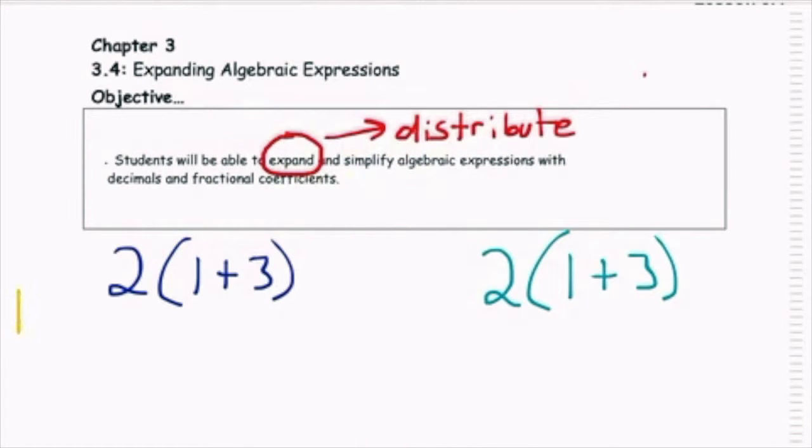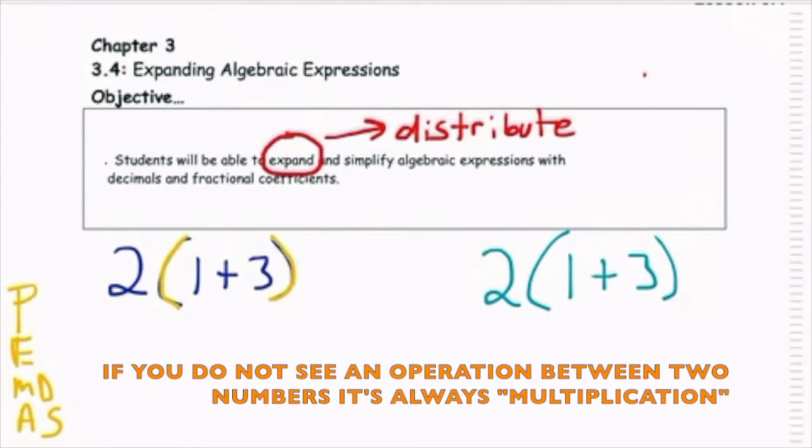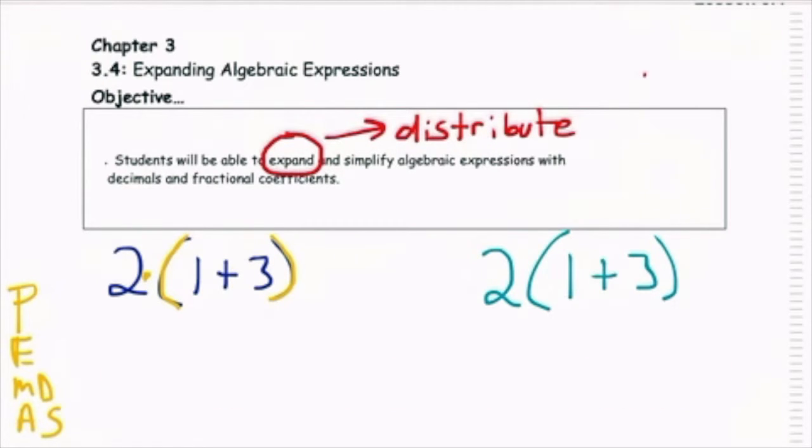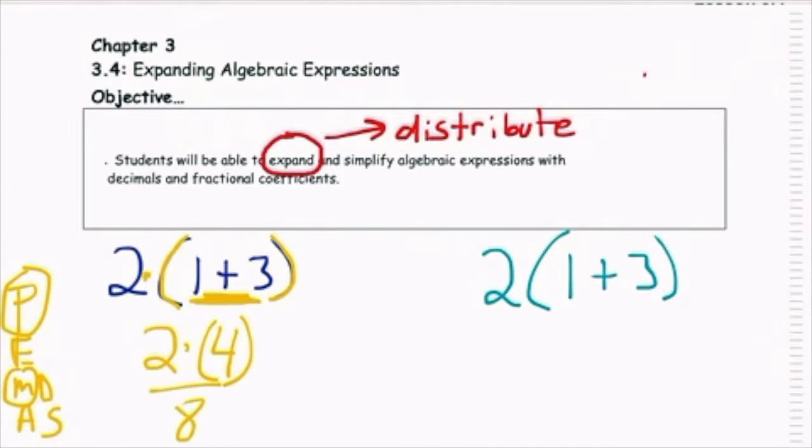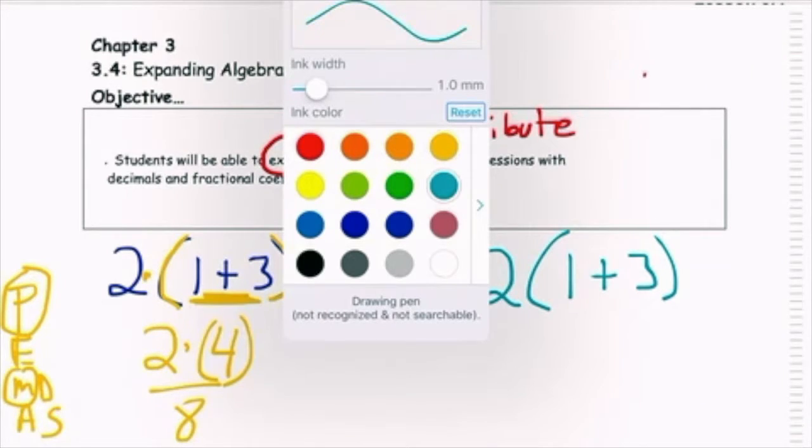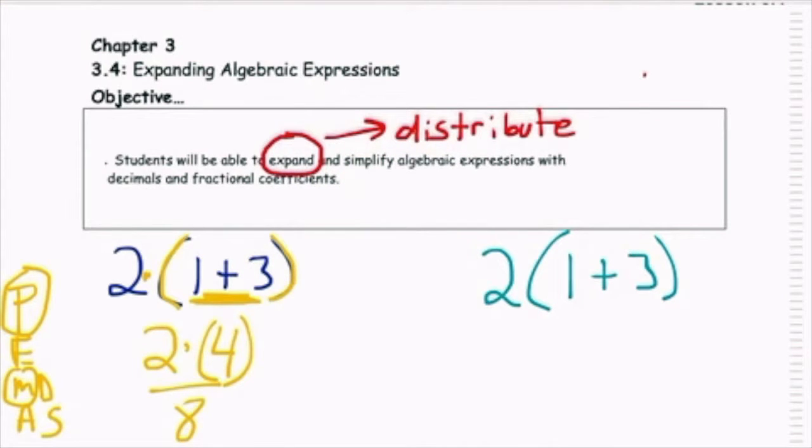Normally we would use PEMDAS, like we did in the last chapter. And in this expression, 2 parentheses 1 plus 3, there's actually two operations. There's the parentheses, but then there's also multiplication. And multiplication is what's in between the parentheses and the 2. So technically you would do the 3 plus 1 first because it's inside the parentheses, and that would be 4. And then you bring down the 2, and then you do the 2 times 4, which is 8.